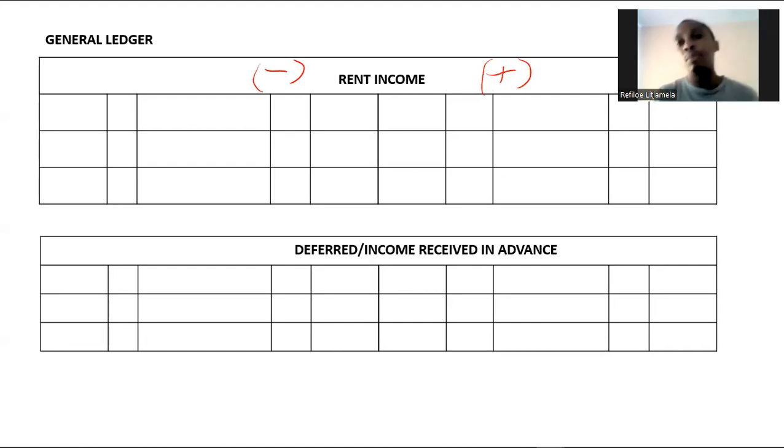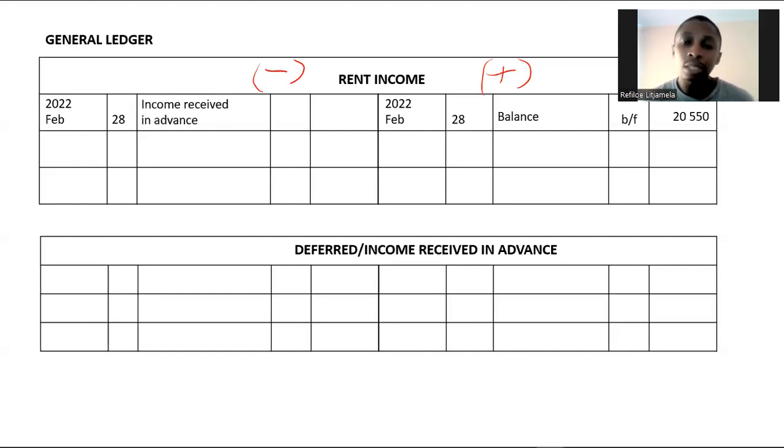I'm going to start with the balance that is given to me in the trial balance, and that will be the balance brought down. It was 20,550. At 20,550, I need to bring it down because it was received, but not all of it was earned. We only earned 12 months of that, meaning that we need to reduce it by the extra amount that was received in advance, which is 1,650.